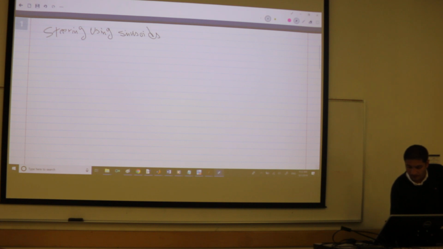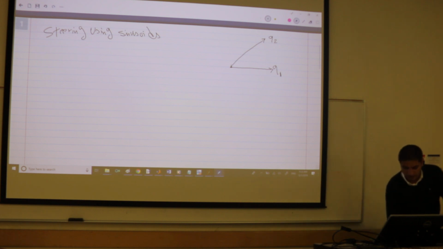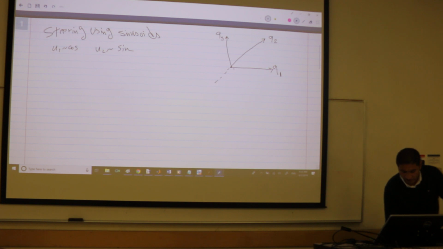So you have, this is Q1, which is directly actuated. This is Q2, directly actuated, and we want to move from the origin somewhere along the z-axis, which is not directly actuated but actuated by the Lie bracket. We did it using sinusoids. So U1 was cosine and U2 was sine. So this means that in that plane Q1 and Q2 will make a circle, right?